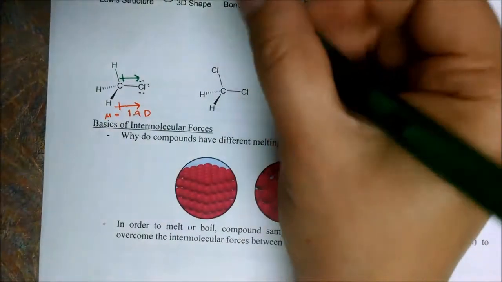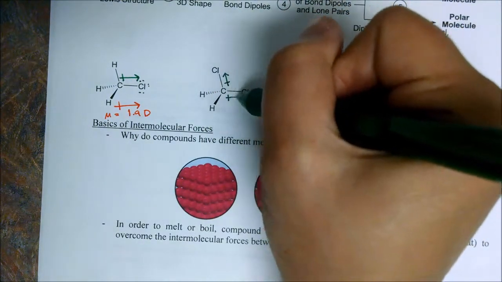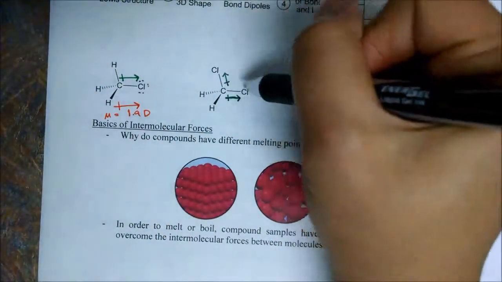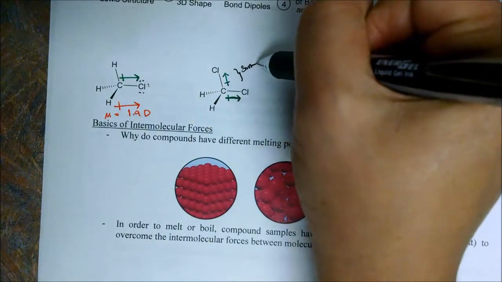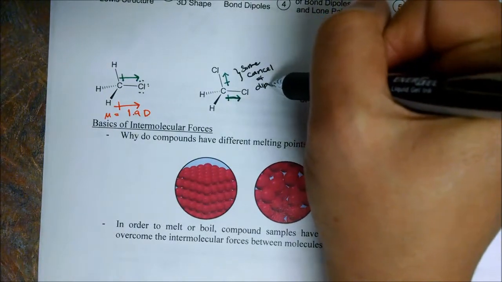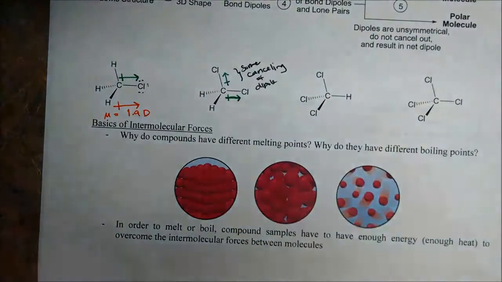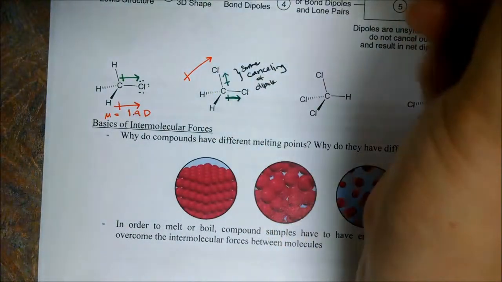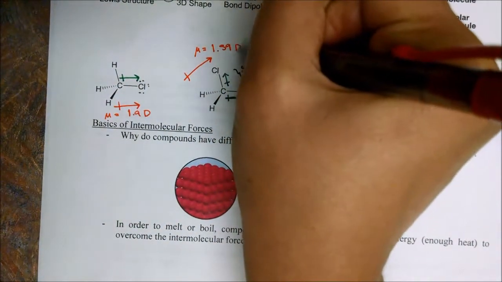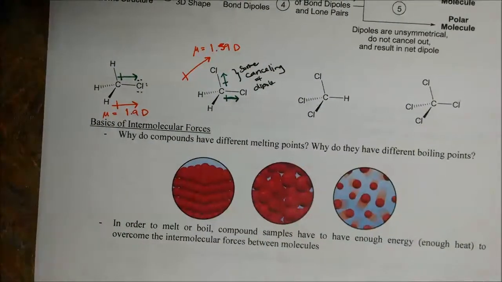Here, as we increase our number of chlorines on carbon, if we draw our individual bond dipoles, we can see we get some canceling. It's being pulled this way and this way, so there's some canceling of the dipole. We still have an overall dipole, but the mu here is less, 1.59 Debye. That's because of that canceling out of the polarity.